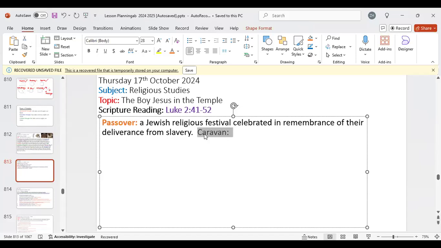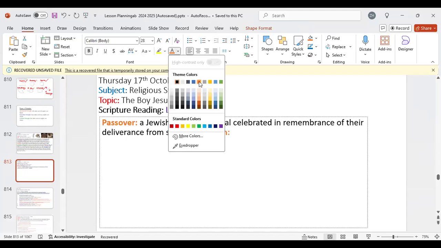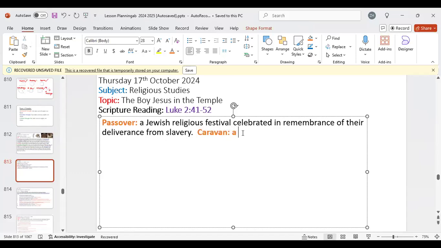What does caravan mean? A crowd walking and celebrating. Yeah, a group of people traveling together. So by caravan we mean a group of people traveling together.